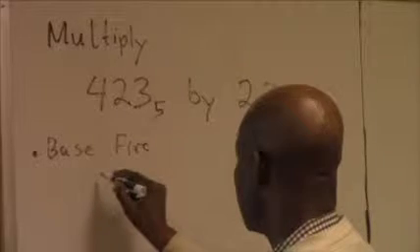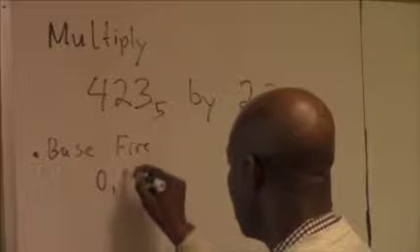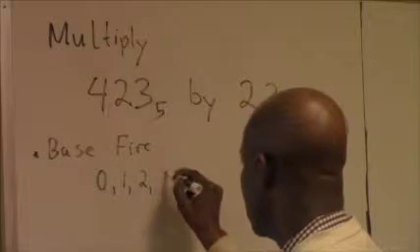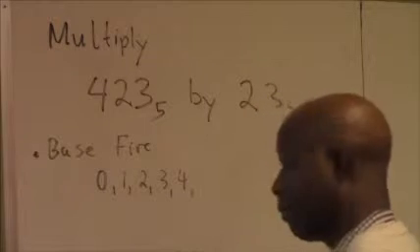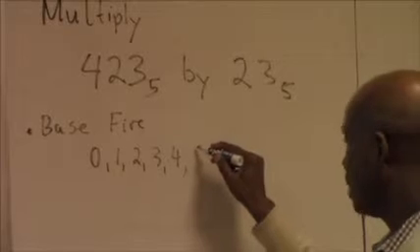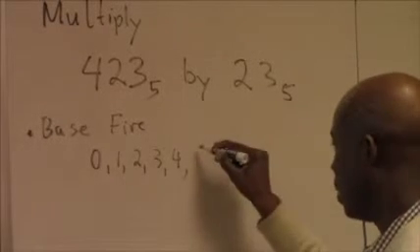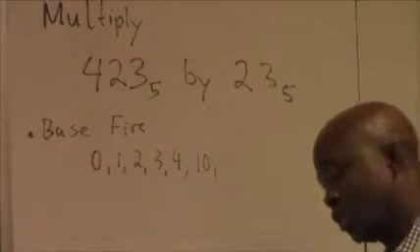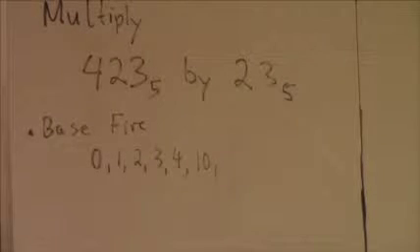Remember, I did not say 423 because it's not 423. It's 423 base 5. The symbols we're using in base 5 will be 0, 1, 2, 3, 4. And when we get to 5, we refer to it as our 10. So it's like 4 and then 1, 0. So this is going to be 5 in base 5.